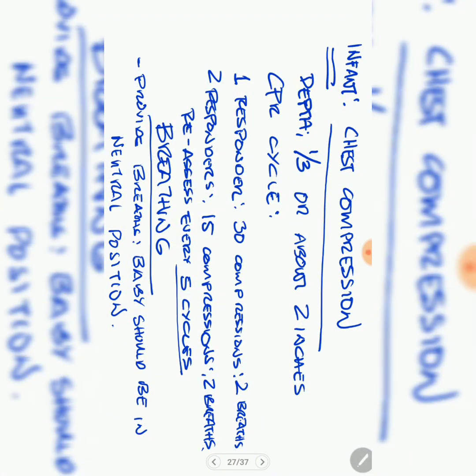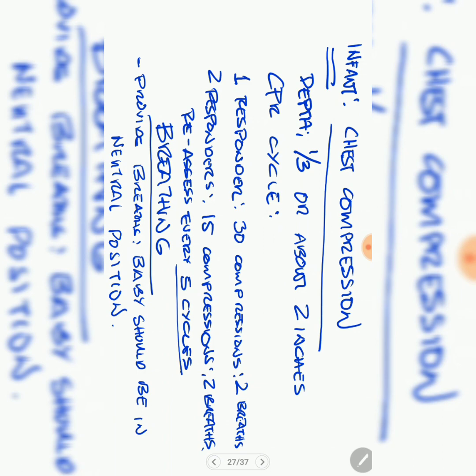Chest compression for infant, 1/3 or about 2 inches. CPR cycle. Infant chest compression depth is 1/3 or about 2 inches. If there's only 1 responder, that's 30 compressions to 2 breaths. If 2 responders, 15 compressions, and it is still 2 breaths. Please make sure to reassess every 5 cycles.